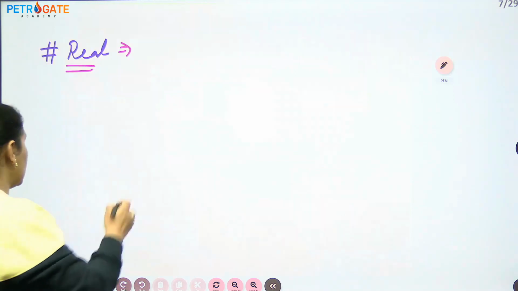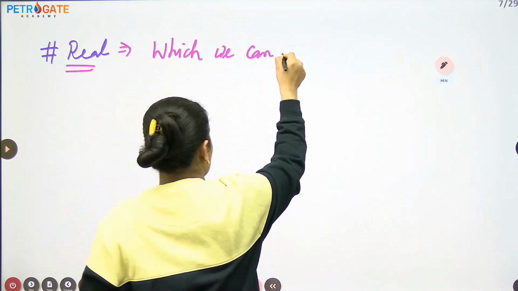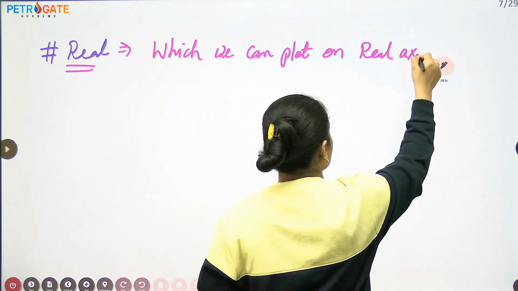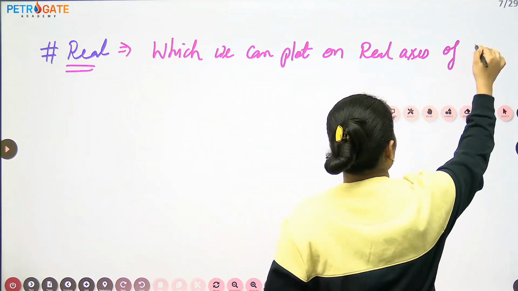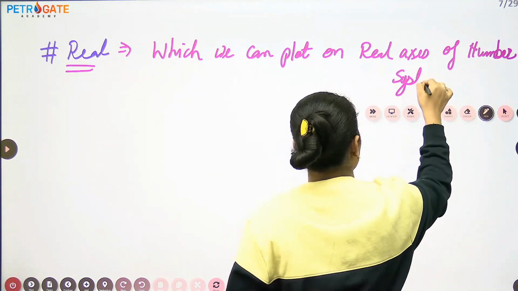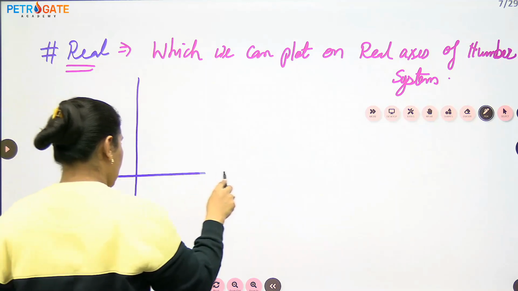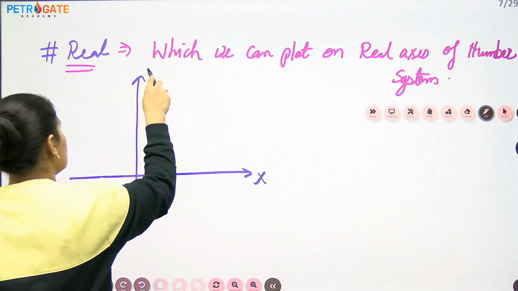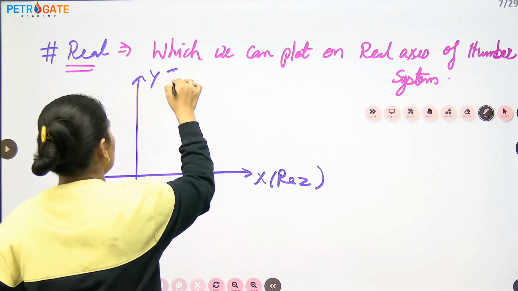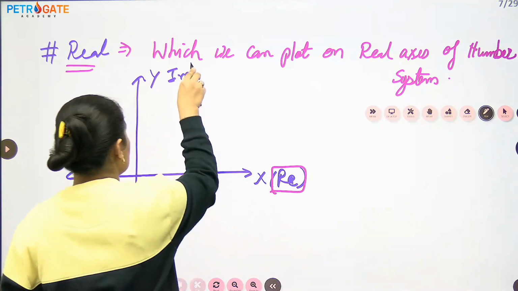Real number means which we can plot on the real axis of the number system. How is that? We know very well. If I'm plotting a graph, this is my x-axis, this is my y-axis, or I will say this is my real part and this is my imaginary part. Okay, you can write down only real. This is the real axis, this is the imaginary axis.